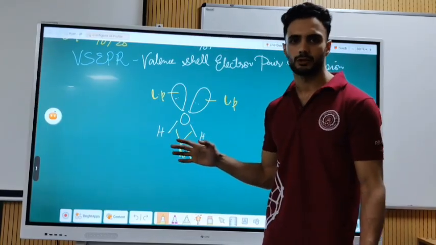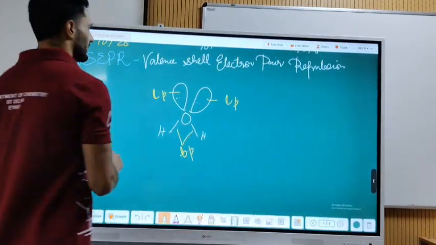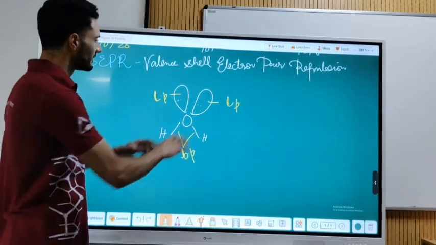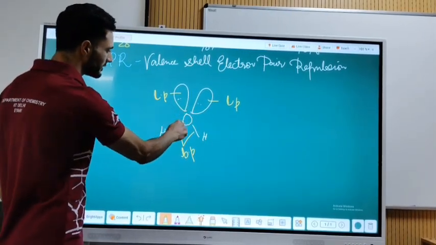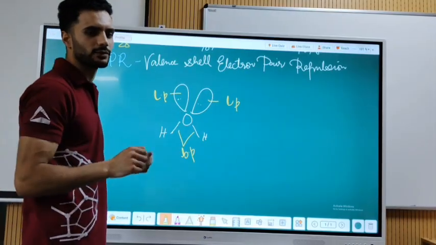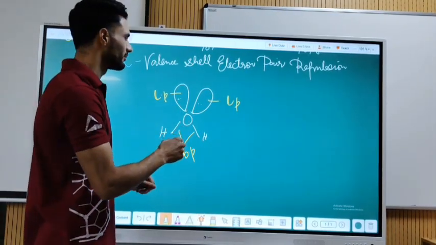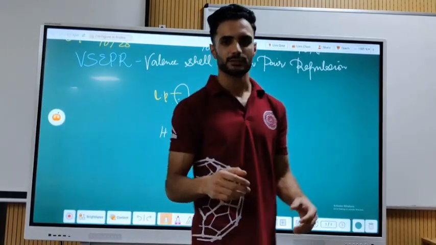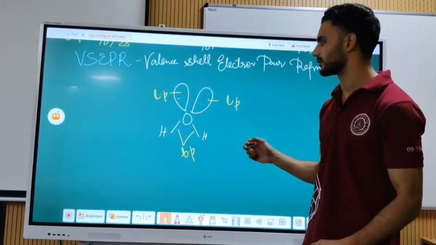A bond pair is an electron pair which is shared by 2 atoms. Now, according to VSEPR theory, we have 4 electron pairs here: 1, 2, 3 and 4. These electron pairs keep repelling each other. So this creates a distortion in its geometry, and the VSEPR theory explains or predicts its shape. What is its shape after the repulsion?